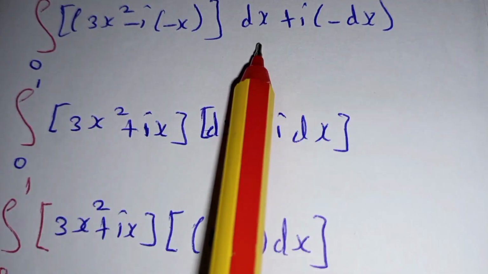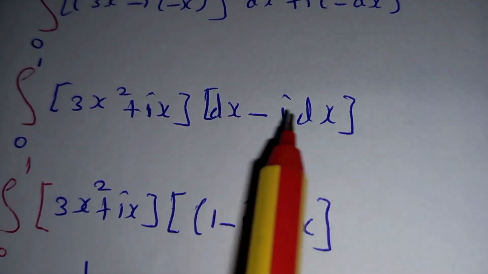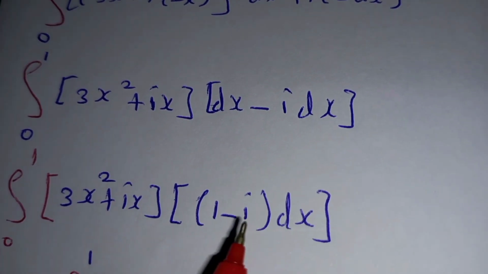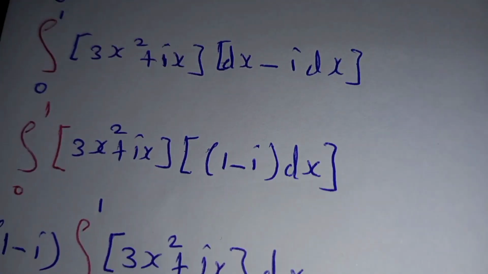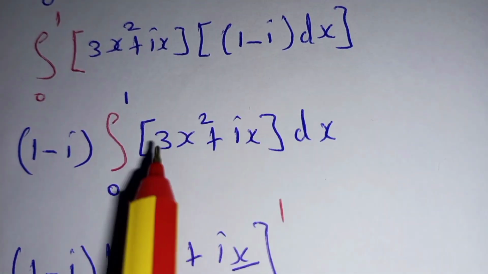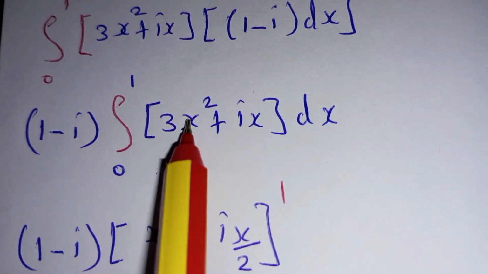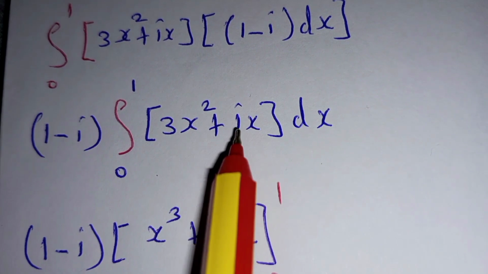Then because dx is common here, we can factor it out. Factoring dx, we are left with the 1 minus i. Then 1 minus i is a constant, so we can take it outside the integral sign to obtain the integral from 0 to 1 of 3x squared plus ix dx.